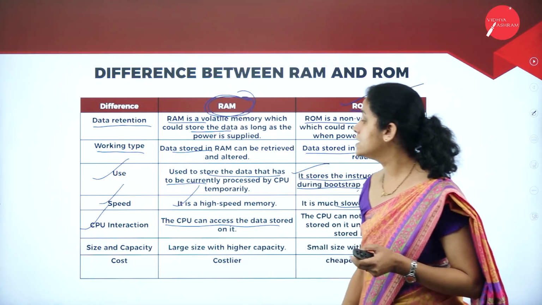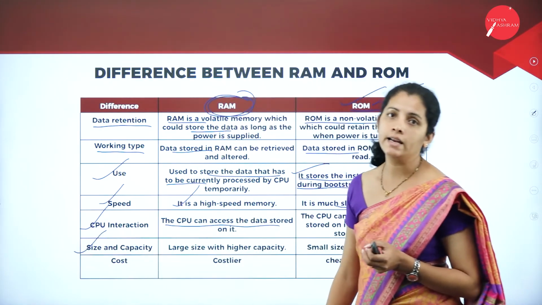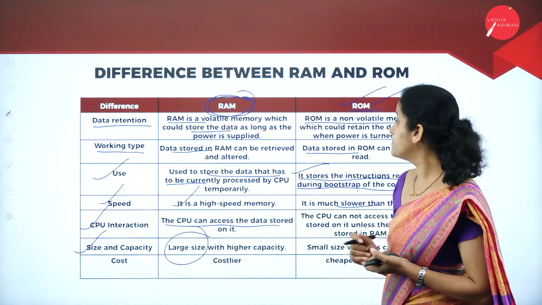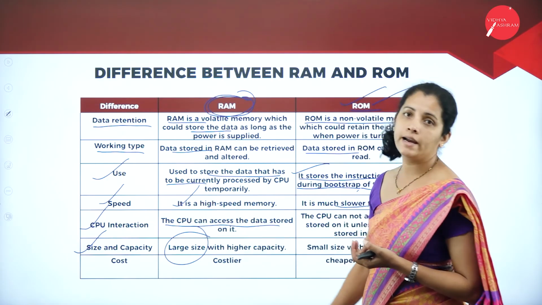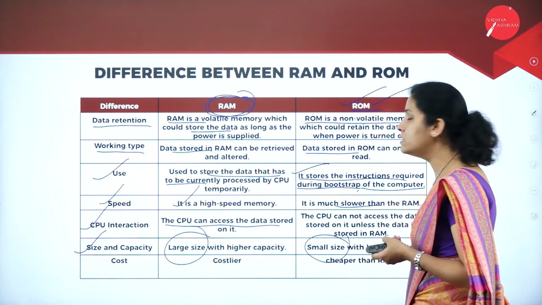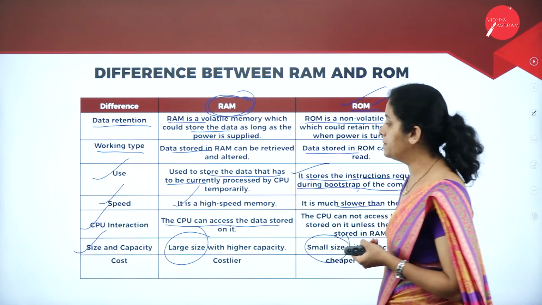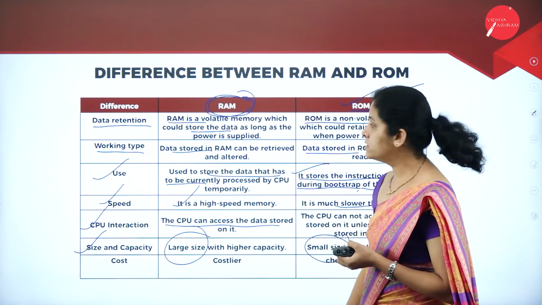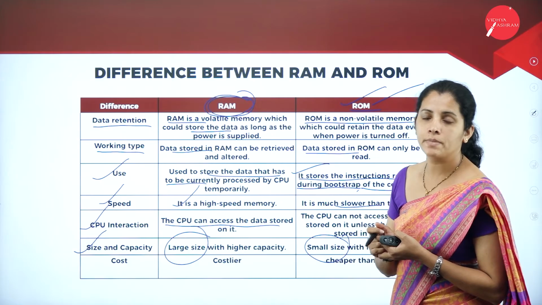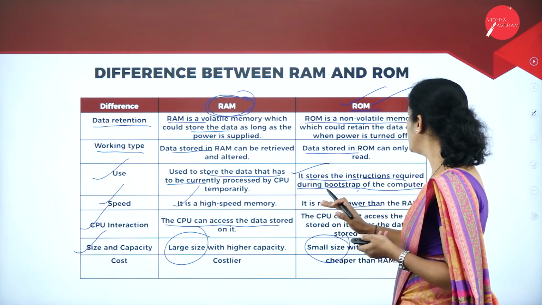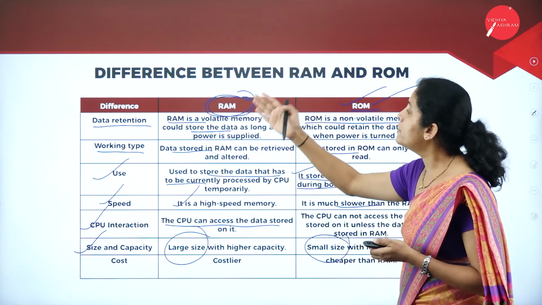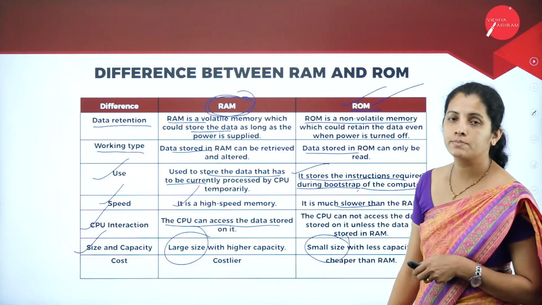The next difference is with respect to size and capacity. The size of random access memory is large with higher capacity, whereas ROM is smaller with less capacity. Moving on to cost, the cost required to purchase random access memory is higher compared to ROM. That means ROM is cheaper. So these are some of the differences between random access memory and read-only memory.